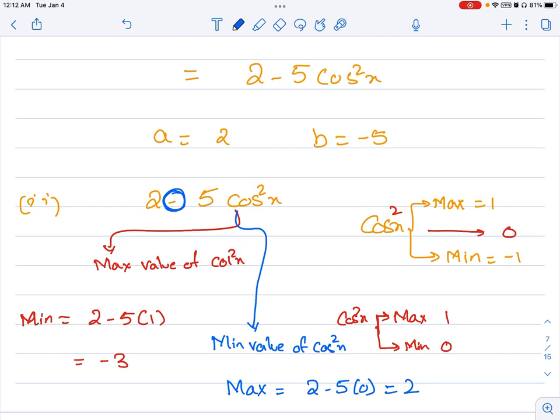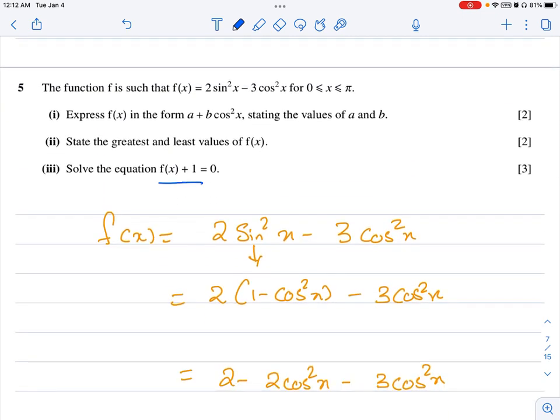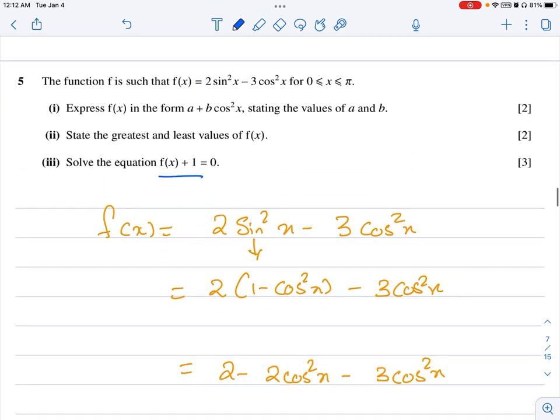If you don't understand this, just substitute 0 and 1. Whichever is higher, that is the maximum value. Whichever is lower, that is the minimum value. Easily that can also be done. Finally, solve the equation f of x plus 1 is equal to 0.